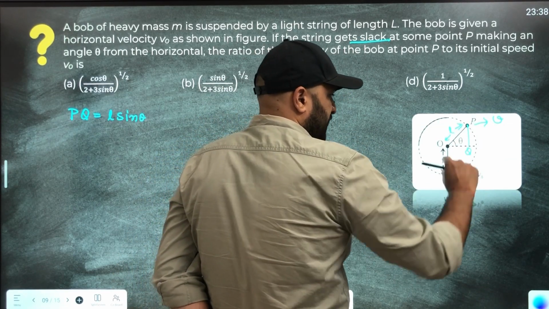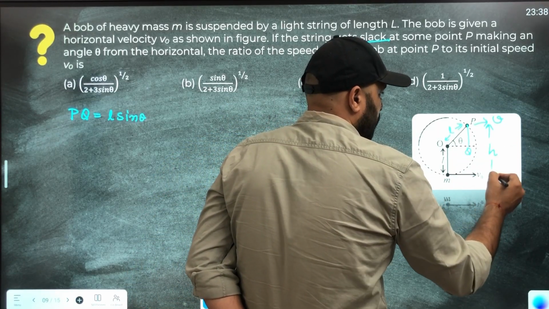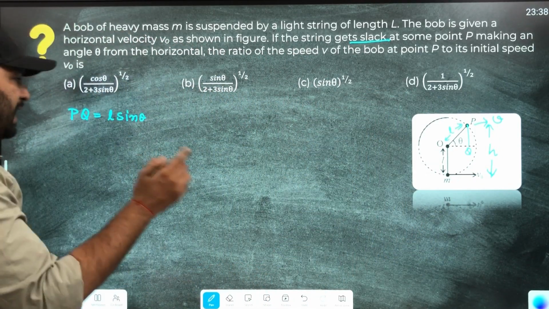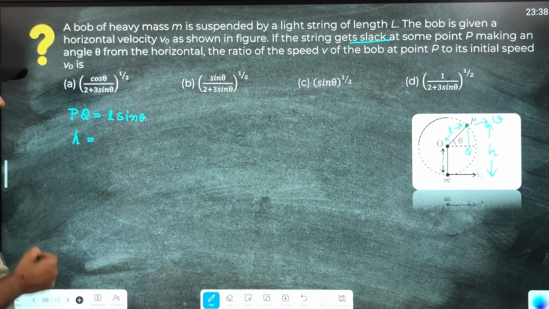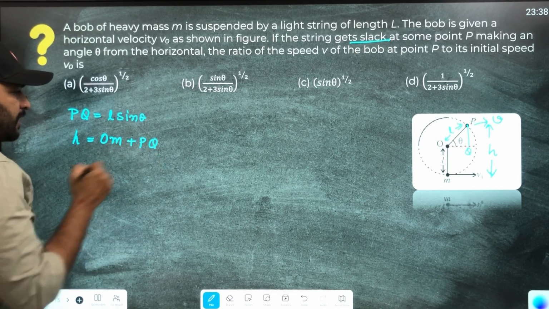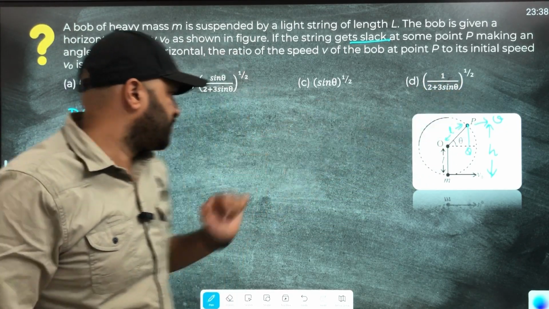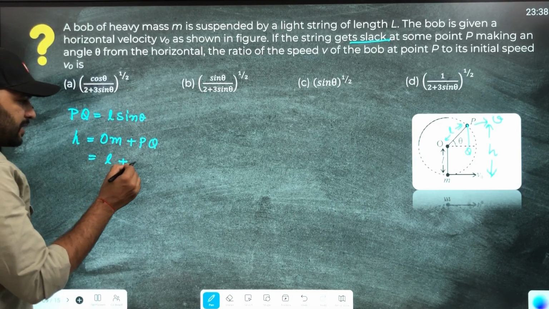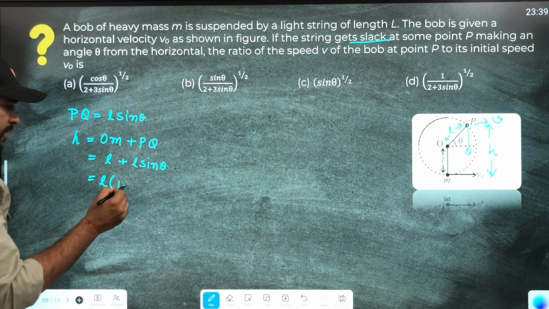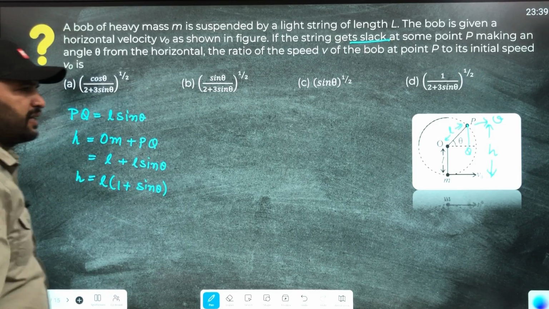So if PQ is this and this is OM, let's call the height H. What is height H? From this initial point to point P, the height is H. And that height H is nothing but OM plus PQ. OM here is L, and PQ you have just calculated, so L plus L sine theta. Taking L common, it will be L times 1 plus sine theta. That's our height.